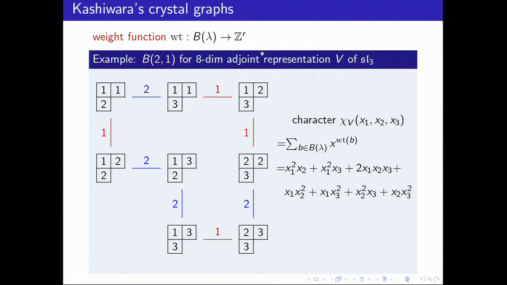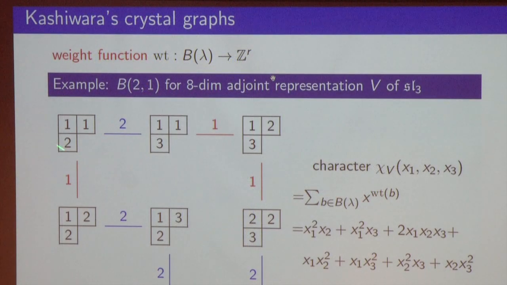This picture is a graph with 8 vertices, and each vertex is supposed to be identified with a vector in this representation so that you get a basis of the representation. I've conveniently drawn the vertices of my crystal graph in terms of tableaux. In this case, they are tableaux where the first row has 2 boxes, the second row has 1 box, and the condition is that it's filled with numbers 1, 2, and 3, such that the rows are weakly increasing when read from left to right, and strictly increasing when read from top to bottom. So there are 8 such objects.